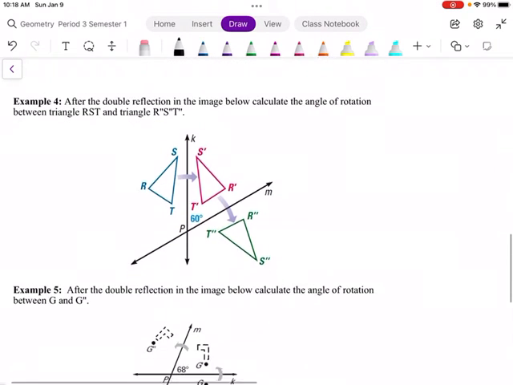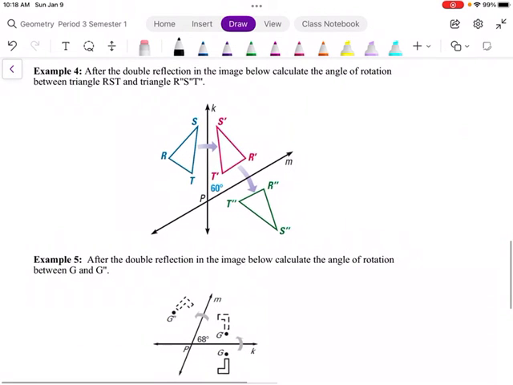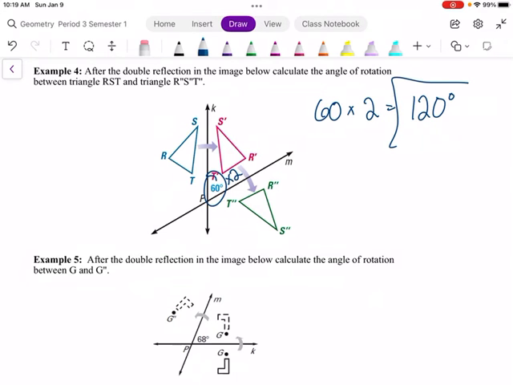All right. And the last type of problem we're going to go through, example 4. After the double reflection in the image below, we're going to calculate the angle of rotation between these two triangles. So to find the angle of rotation, you're going to take the interior angle and you're going to multiply it by 2. So this one we would take 60 times 2. So the entire angle of rotation is going to be 120 degrees. And that's it for this type of problem.